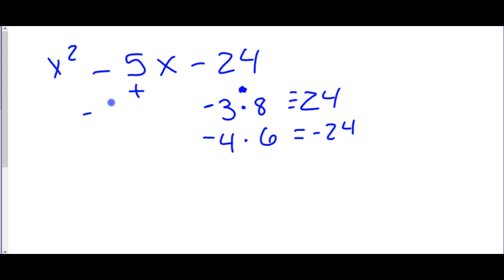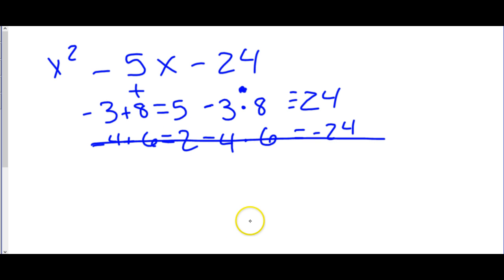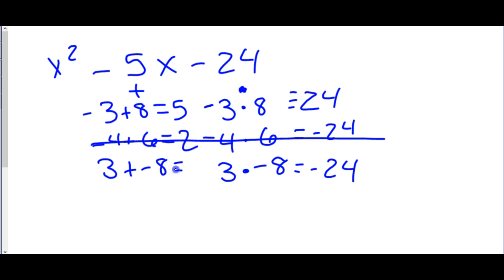So we check. Negative 3 plus 8 gives me positive 5. Again, that's pretty darn close, except it's positive instead of negative. If I check negative 4 plus 6, that's not even close. That's 2. So this one's definitely out of the running. The top one, though, is close. Again, I just have to make a small change. I just have to change which one is negative. 3 times negative 8 still gives me negative 24, but 3 plus negative 8 gives me the negative 5.